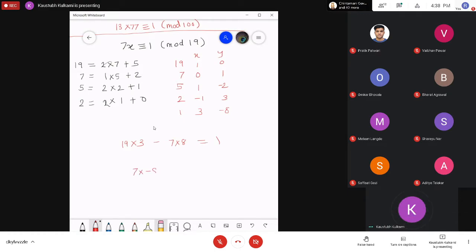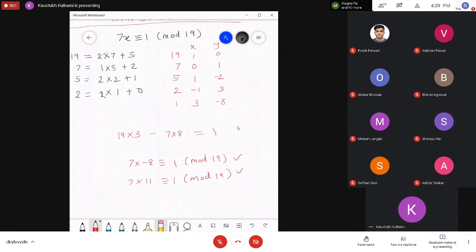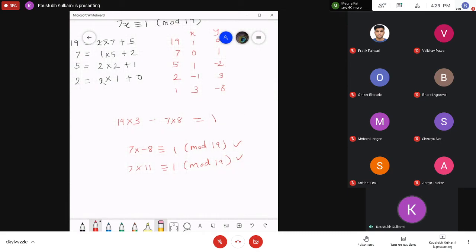So 7 into minus 8 is congruent to 1 mod 19. And if we want to convert it to something positive, then it will be 7 into 11 is congruent to 1 mod 19, where 19 fours are 76. Both of them are correct. You can also stop at the negative one, it's fine. Any questions, anyone?